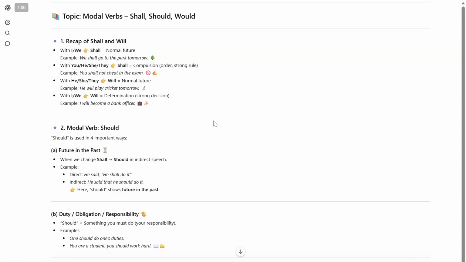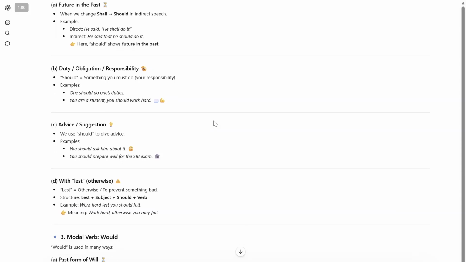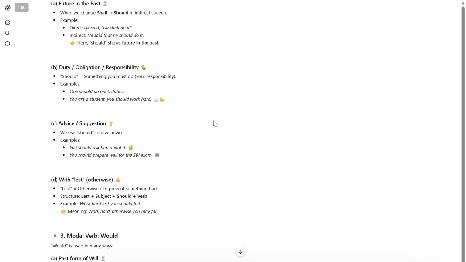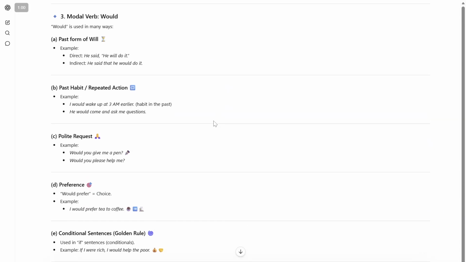D, with lest, otherwise. Lest equals otherwise, to prevent something bad. Structure: lest plus subject plus should plus verb. Example: Work hard lest you should fail. Meaning: work hard, otherwise you may fail. Number 3, modal verb would is used in many ways. A, past form of will. Example, direct: He said he will do it. Indirect: He said that he would do it. B, past habit, repeated action. Example: I would wake up at 3 a.m. earlier. Habit in the past: he would come and ask me questions.